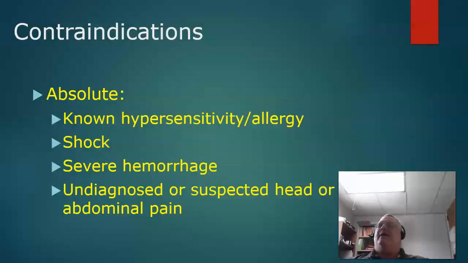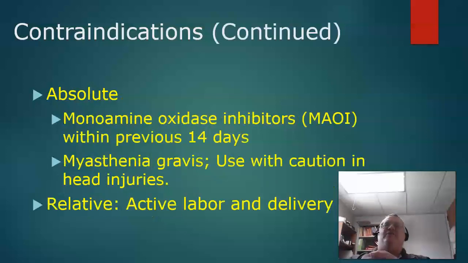Now, again, if they're allergic to it, obviously don't give it to them. If they've got severe hemorrhage, you've got to really be careful. Shock, you've got to really be careful. If they've got head or abdominal pain which is undiagnosed, okay, and even the abdominal pain one, I'm kind of sort of, kind of. If you don't have a diagnosis, if you do have one, you can pretty much safely use it. What they don't want you to do is give it to somebody in a shock state. That's where you're going to have some problems, okay?